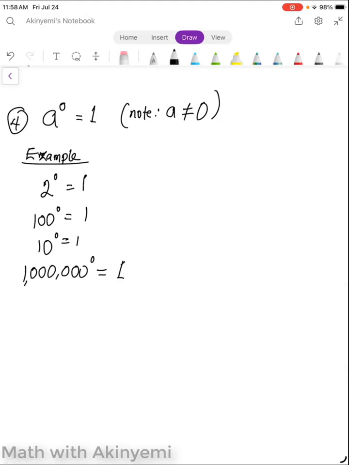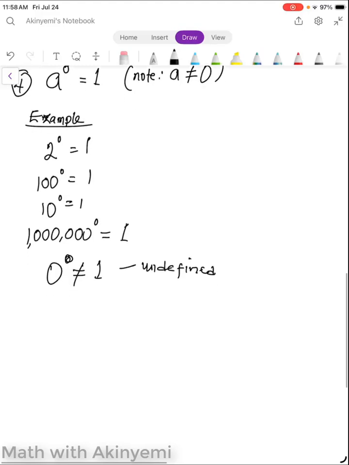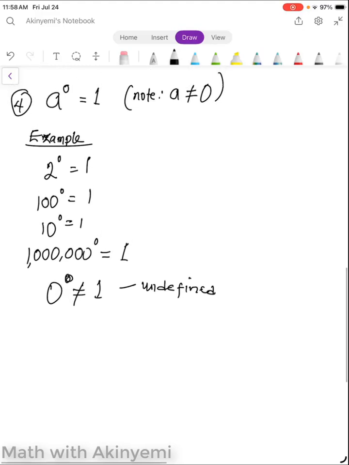There is a caveat. 0 raised to power 0 is not equal to 1. Here, we'll leave it as undefined. So we should always take note of that. And that's it. That's our introduction to indices.